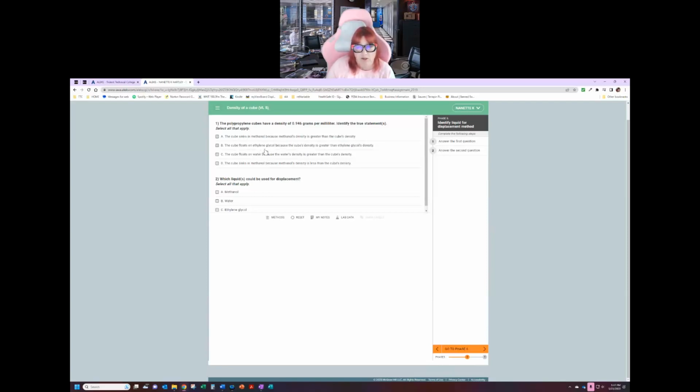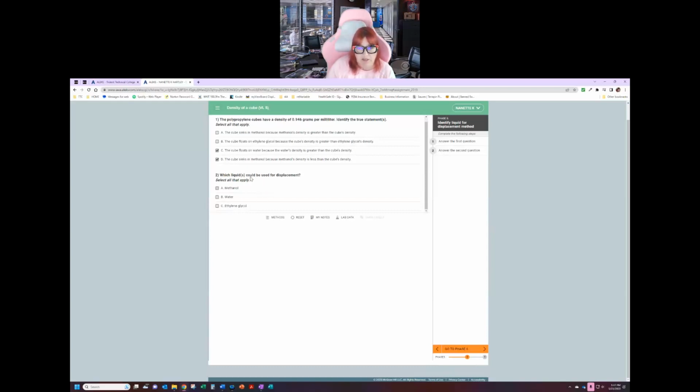The cube floats on ethylene glycol because the cube's density is greater than ethylene glycol. That's not true either. The cube floats on water because the water's density is greater than the cube's density. That's true. And the cube sinks in methanol because methanol's density is less than the cube's density. That is true as well. Which liquid could be used for displacement? I'm going to choose one of those wrong so we can see what it looks like. Well, for displacement, I need it to sink, so methanol would be the best choice.